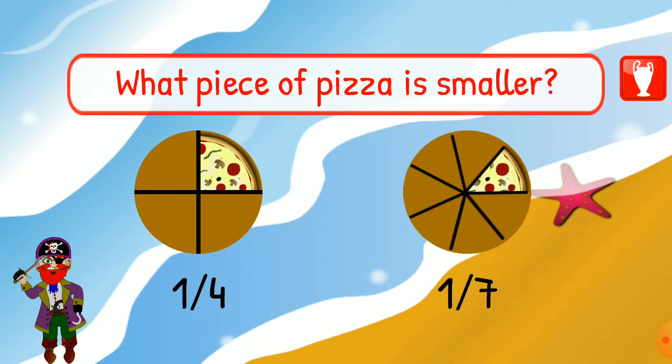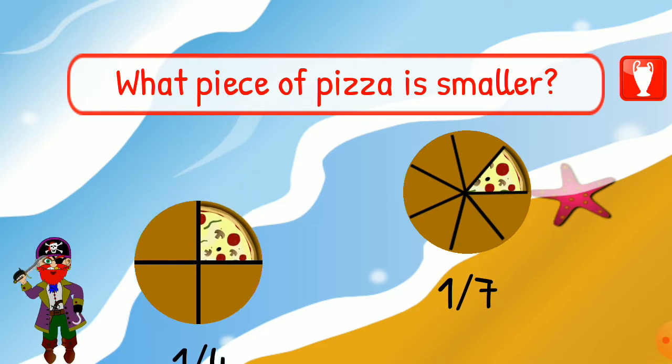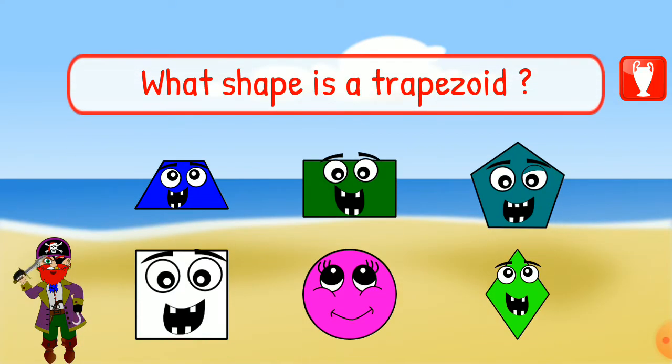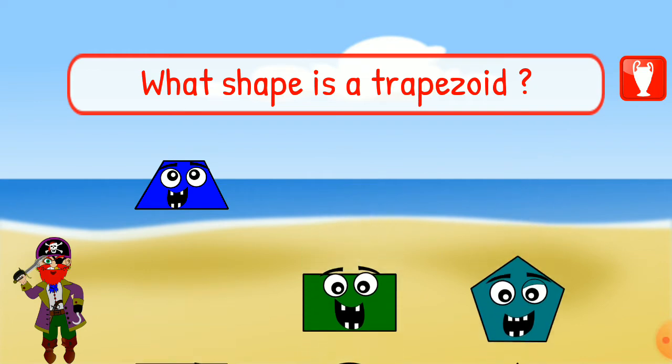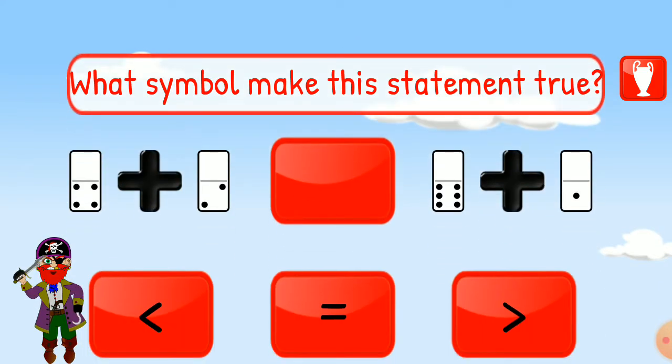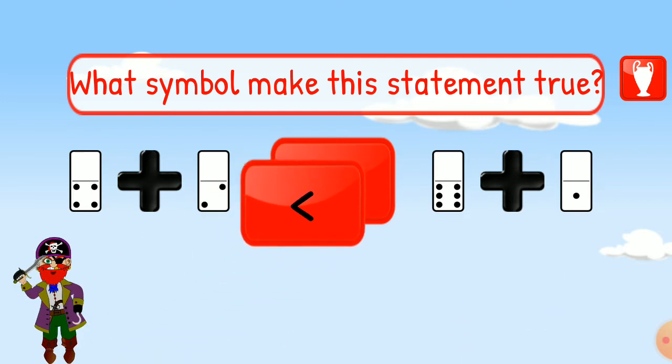What piece of pizza is smaller? 1 by 7? Yes! What shape is a trapezoid? So, this one is trapezoid. Fantastic! What symbol make this statement true? Is less than? Fantastic!